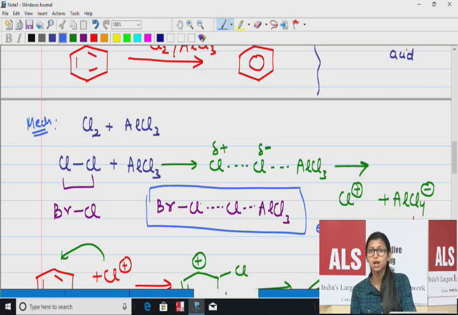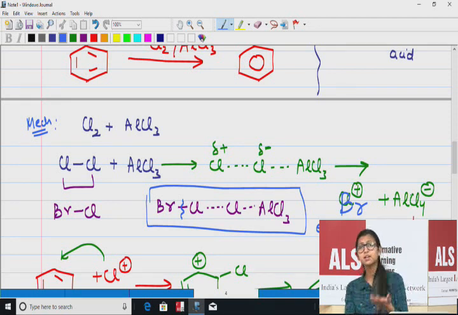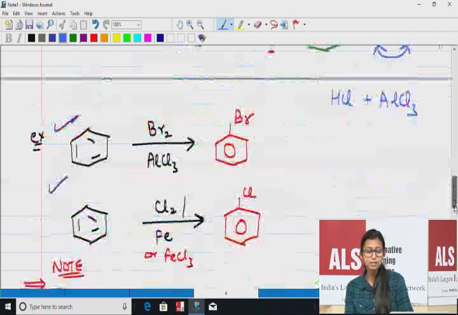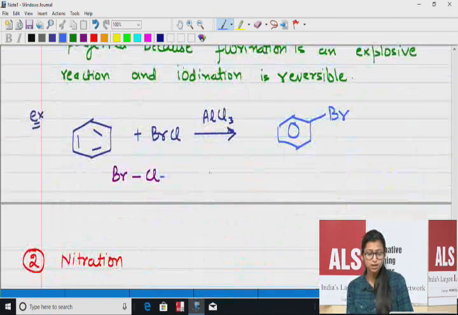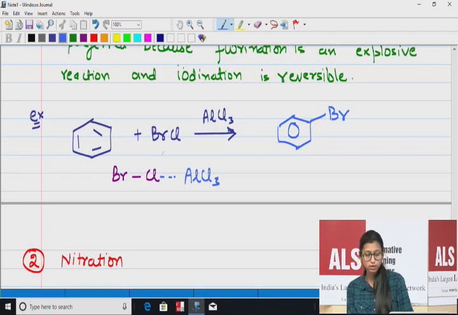If this thing happens, this bond will get broken. So instead of the Cl plus, I will get here the Br plus only. I'm saying it's the very same thing. Like if I have a chlorine, I can have the BrCl as well. So if I have the BrCl, now they can make a bond with AlCl3. I am explaining it again, don't worry.